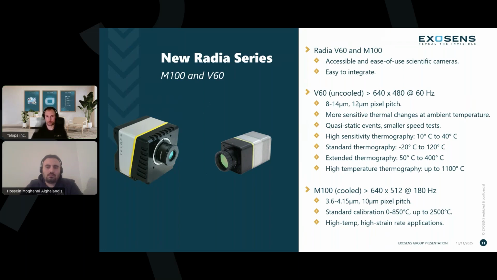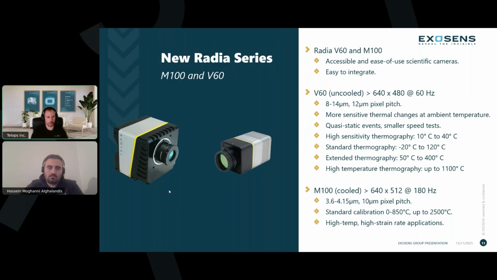So this camera is a little more sensitive to thermal changes towards ambient temperatures. And we see this as more of a camera to use during quasi-static events, or some slower rates or smaller speed tests. It comes with several different calibrations, as we can see here: high sensitivity, standard, and extended. Then it can be calibrated for high temperature thermography up to 1100 degrees Celsius.